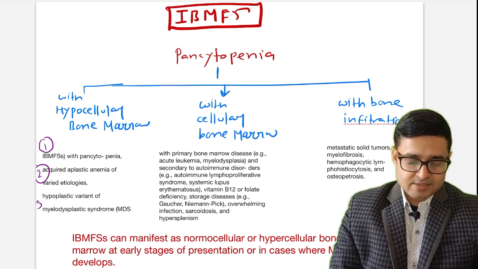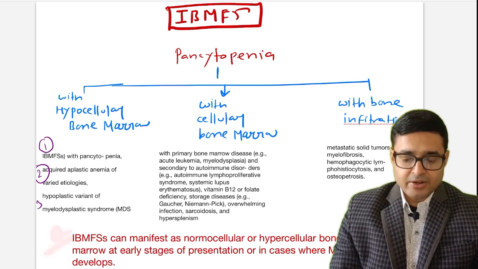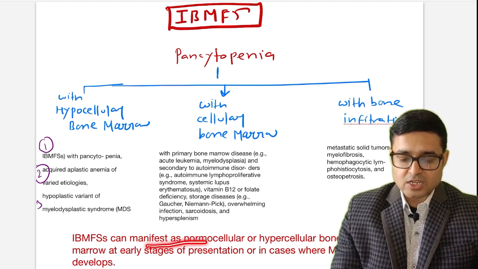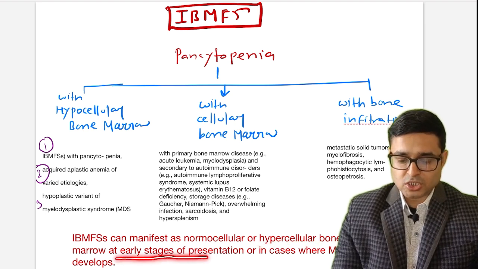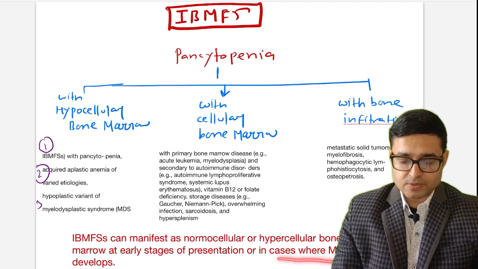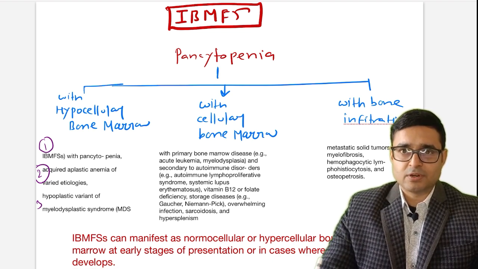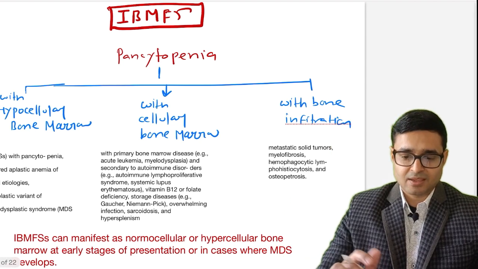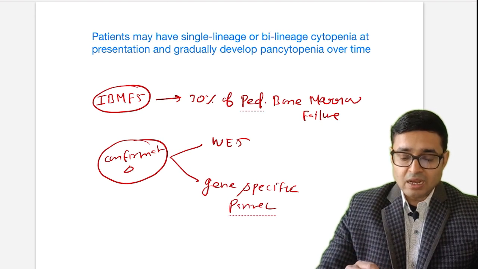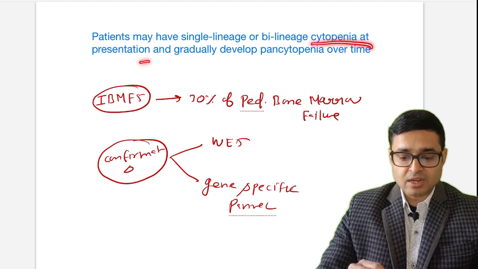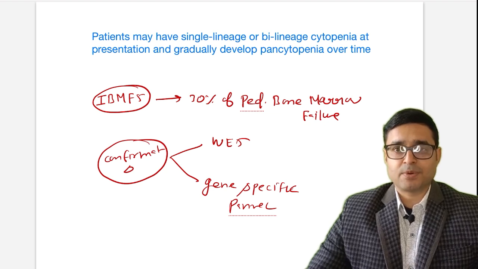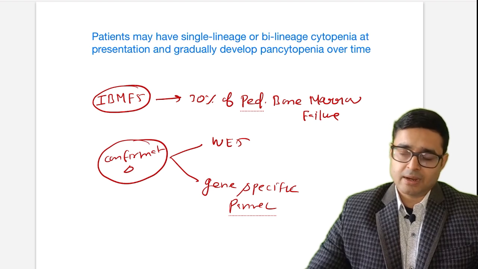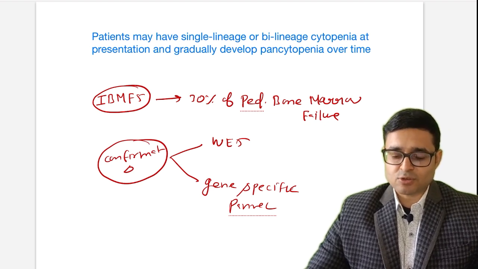One important point, and this is a previous year question: inherited bone marrow failure syndrome can manifest as normocellular or hypercellular bone marrow at early stages of presentation or in cases where MDS develops. Okay, so you have to keep a high degree of suspicion. A patient may have single lineage or bilineage cytopenia at presentation and gradually develops pancytopenia over time. So to start with, it may present with isolated decreased Hb, isolated decreased TLC, or isolated decreased platelets. So it may progress over time.